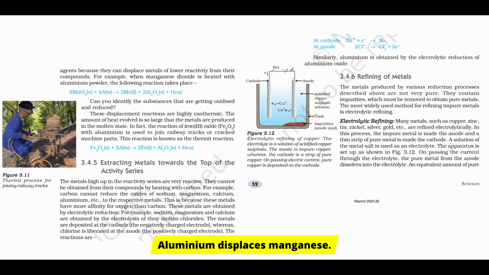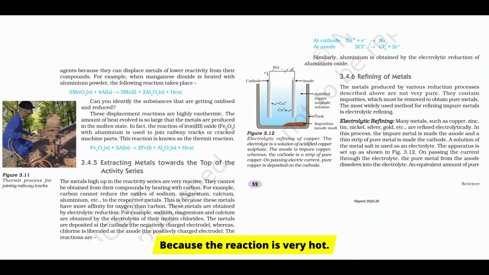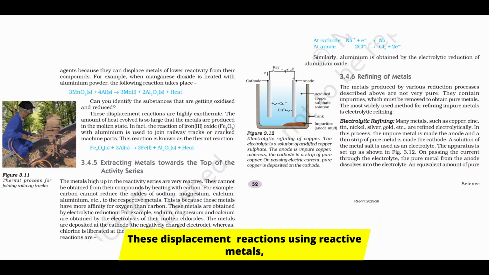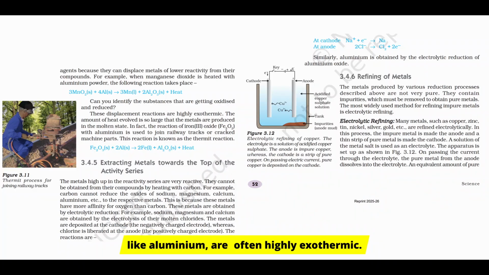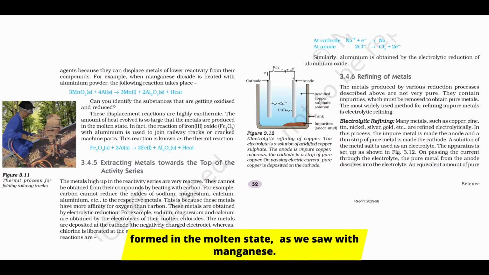Aluminium displaces manganese. Reaction: 3MnO2 + 4Al → 3Mn + 2Al2O3 + heat. Notice the manganese is produced in liquid form. Because the reaction is very hot. Very, very hot. These displacement reactions using reactive metals like aluminium are often highly exothermic. They release a tremendous amount of heat. The amount of heat evolved can be so large that the metal being produced is actually formed in the molten state, as we saw with manganese.